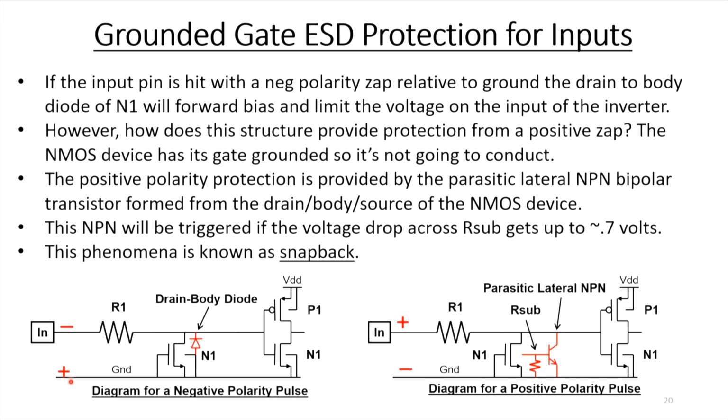This is what happens if you have a negative zap. However, what happens if you get a positive zap? Well, you say, boy, this MOS device over here, its gate is tied to its source. It's not turning on. So how are you going to protect against a positive zap?